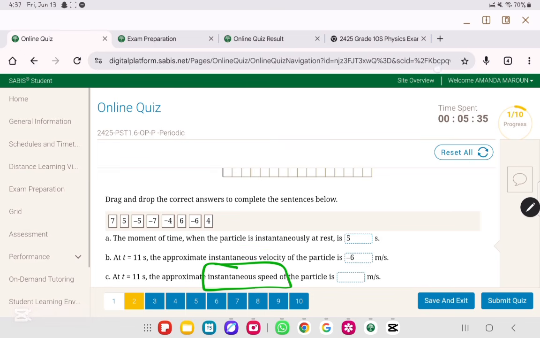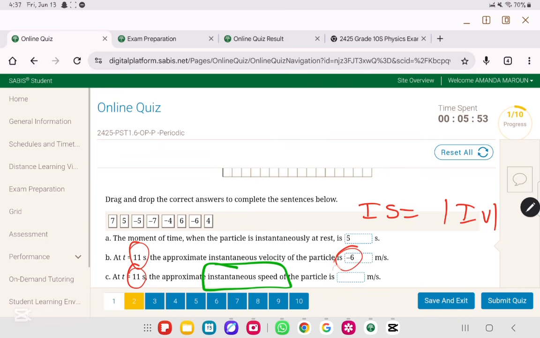We found instantaneous velocity, but they want what? They want the instantaneous speed. The relation you need to know between instantaneous speed and instantaneous velocity is that instantaneous speed is equal to the absolute value of the instantaneous velocity, okay? If it is at the same time, of course.